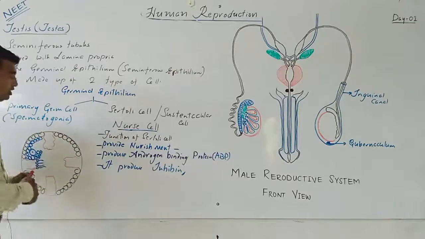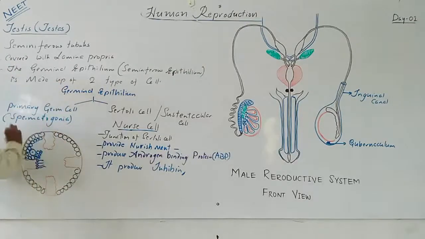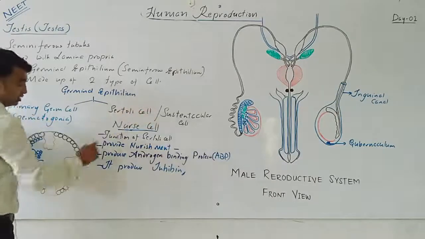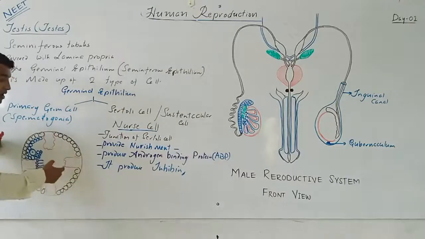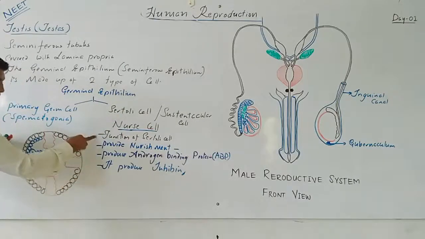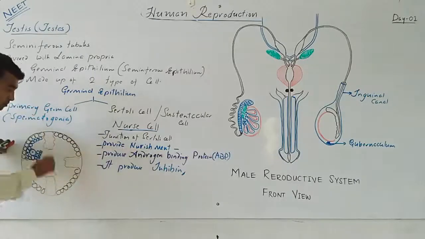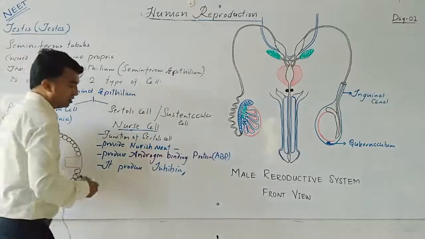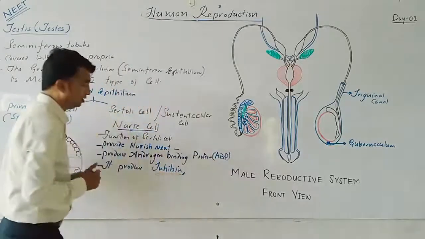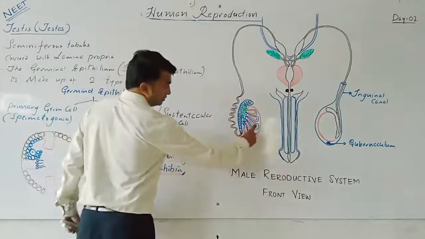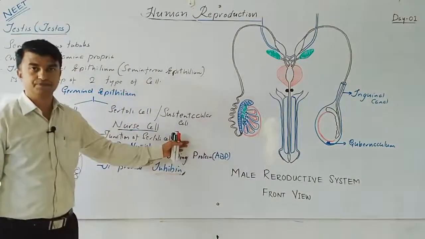So this is about the internal structure of the seminiferous tubule, where the primary germ cell undergoes spermatogenesis, spermiogenesis and produces spermatozoa. The nurse cell, or the Sertoli cell, present inside will maintain the shape of the seminiferous tubule. It provides the nourishment for the developing spermatozoa. It produces the androgen binding protein and one more hormone, that is inhibin. So this will produce a negative feedback. So this is about the internal structure of the seminiferous tubule.